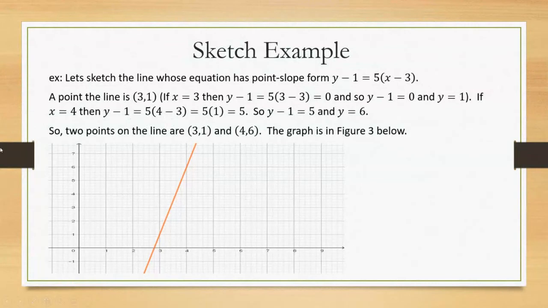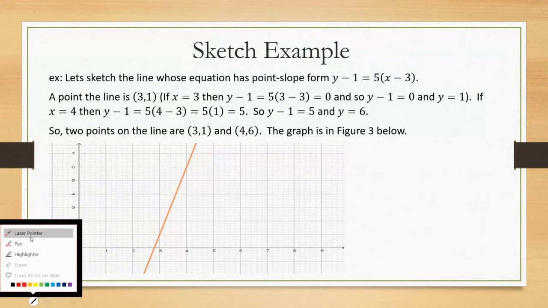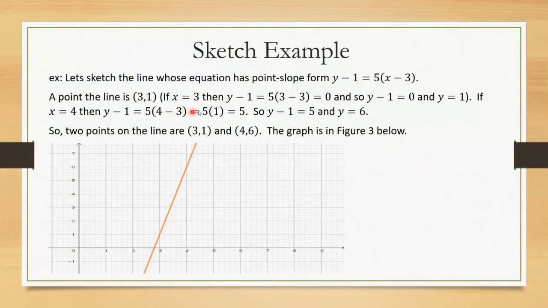We get y minus 1 is 5 times 4 minus 3, right? And that's going to be just 5 times 1, which is 5. So y minus 1 is going to be 5. Okay, so just adding 1 to both sides, y has to be 6. And so from there, 4, 6 is also on the line. It's a solution of the equation. So we have 2 points. We plot them. Here's 4, 6. 3, 1 is here. And then you just connect.